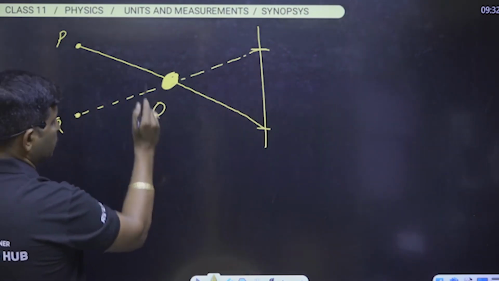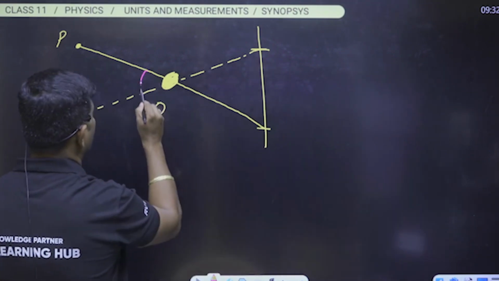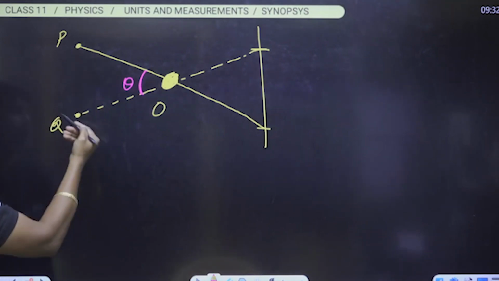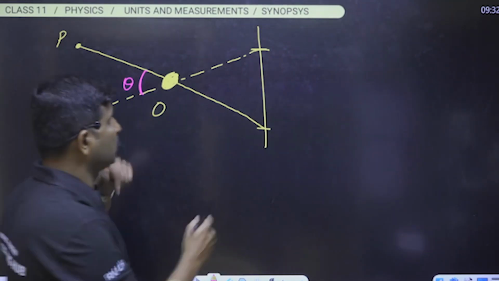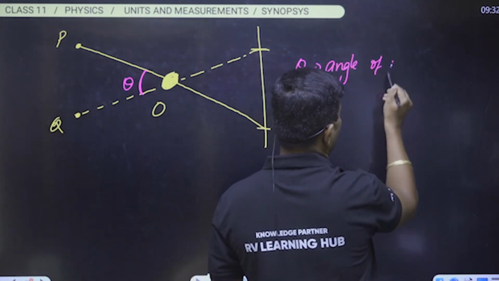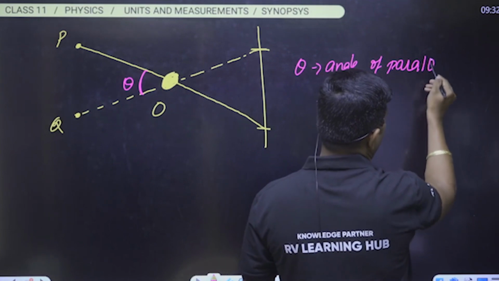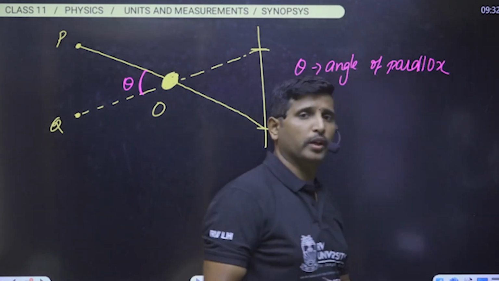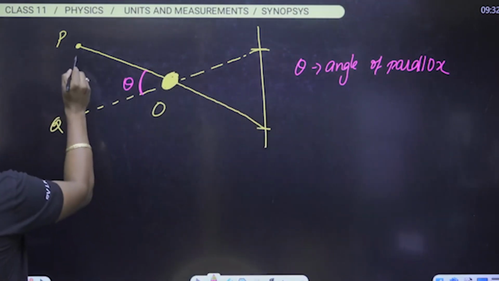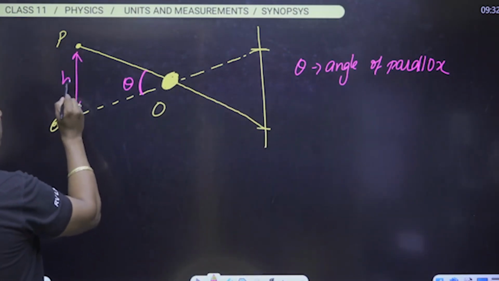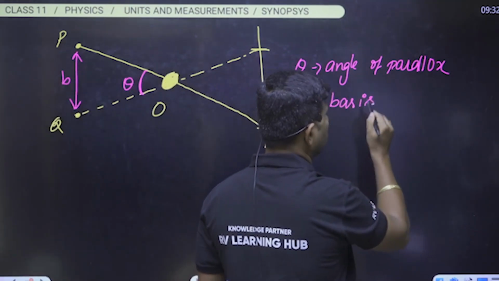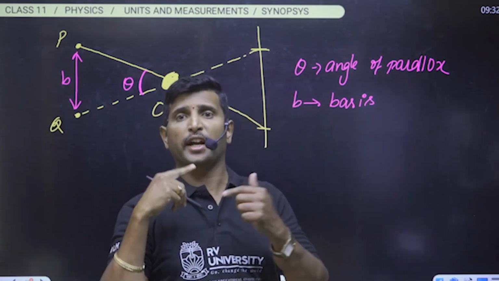And see here, this object is making an angle with the 2 points of observation. And that theta is called as angle of parallax. Otherwise, we can also call it as parallactic angle. So see here, we can say if B is the basis. What is the meaning of basis here? Basis is nothing but the distance between the 2 points of observation.